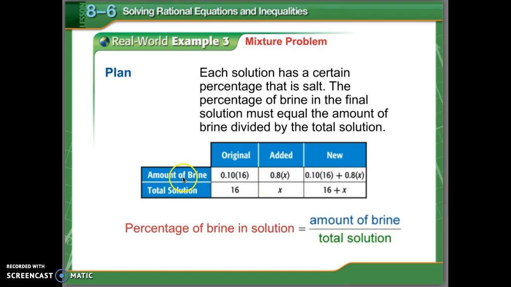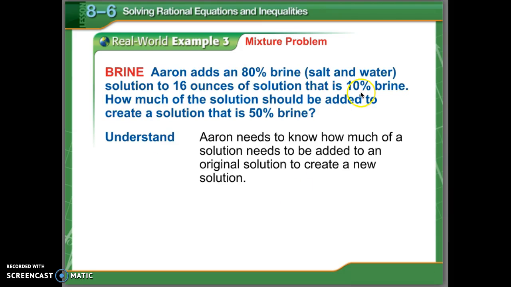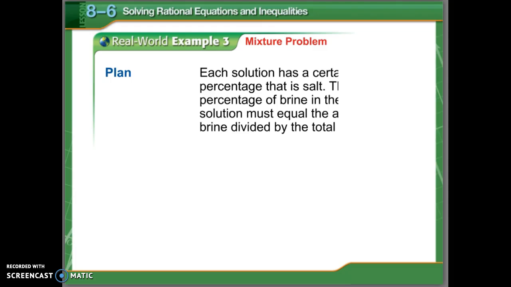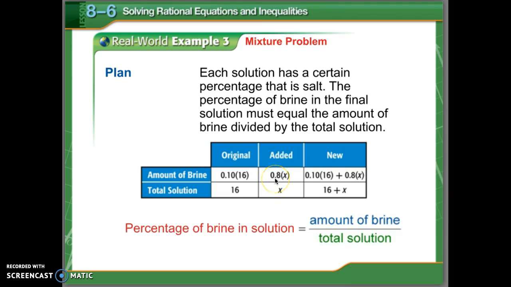So originally, the amount of brine that he had was 10%, and he had 16 ounces of that solution. Let's go back and make sure. Yeah, see, he has 16 ounces, and 10% of it is brine. He's adding an 80% brine, but he's not sure how many ounces of that he's going to need. So our new expression would be just adding those two expressions together. And the amount of solution he had, originally he had 16 ounces, and we're not sure how many ounces he's adding, so our total amount of solution is 16 plus x.